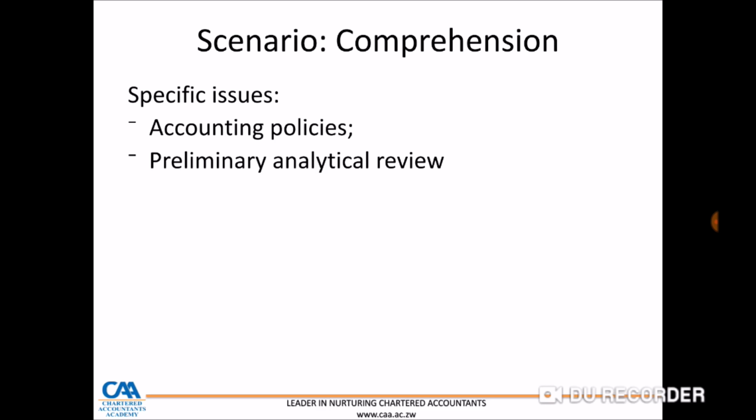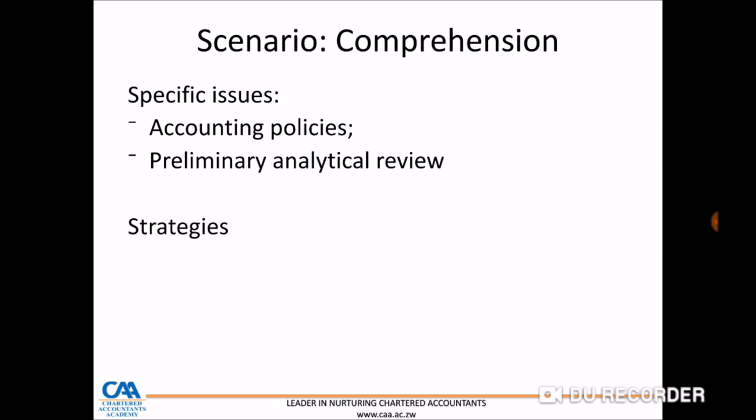Why do we have a sudden jump of other income, sundry income from 0 to 100%? Why have they included rental income under revenue? Is that the correct classification? You should be able to perform a preliminary analytical review on the financial statements that you've been given.